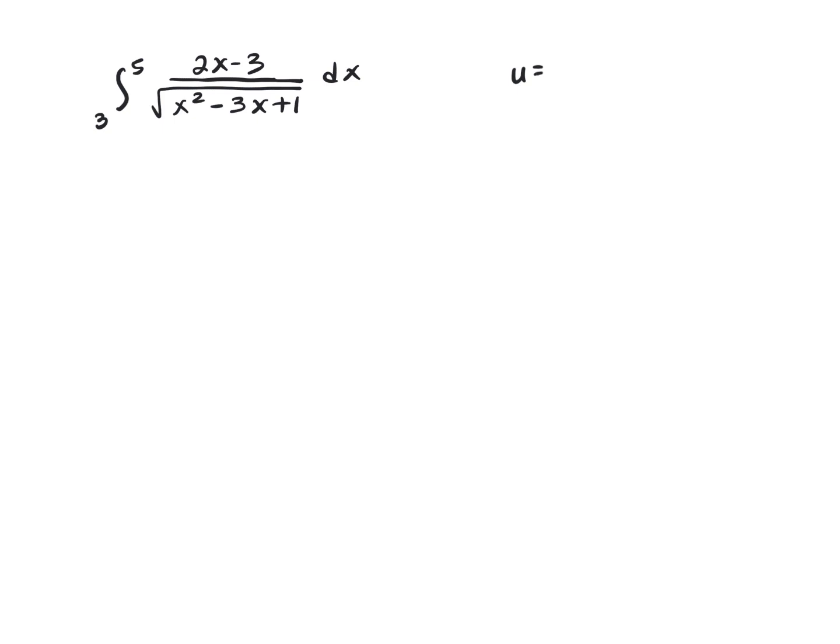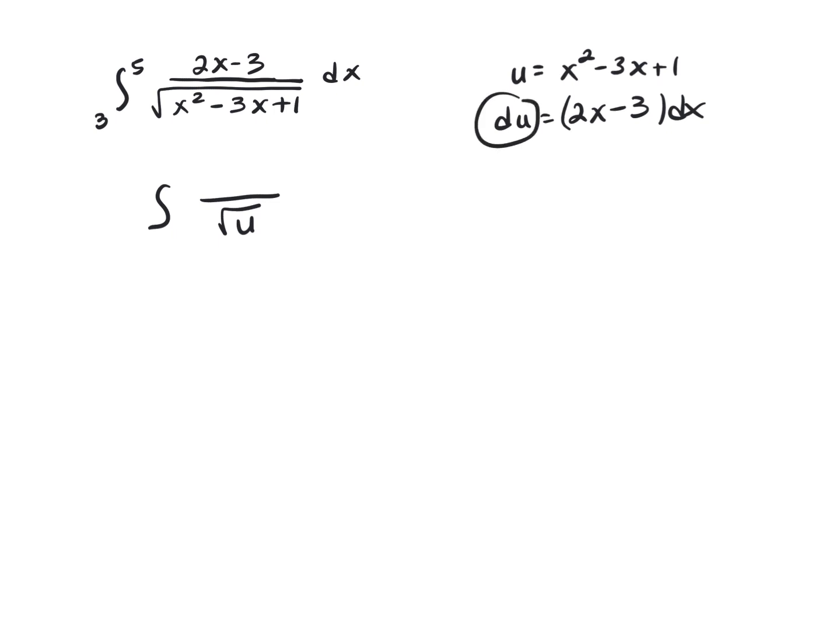So if I let u be x squared minus 3x plus 1, and du would be 2x minus 3 dx. So what we have is the integral of 1 over the square root of u, and then 2x minus 3 dx is equal to du. Now change your endpoints from x's to u's.